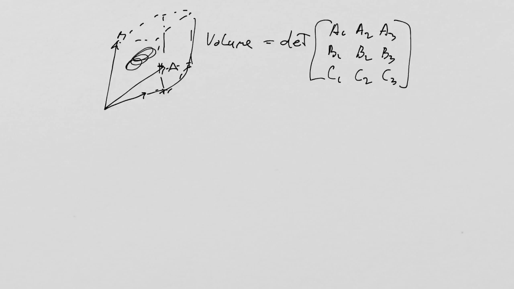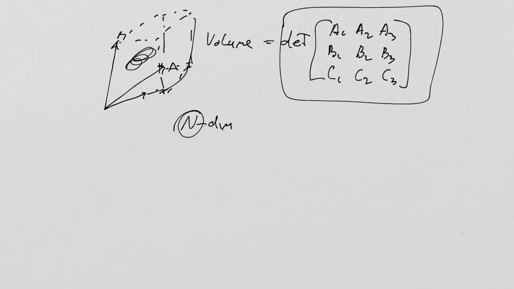So any number of dimensions, the volume element of the parallelepiped that is formed by a collection of n vectors, so if I'm working in n dimensions, I will always need n vectors to do this. That volume will always be the determinant of the matrix where you fill in the matrix with the components of all those vectors. And this makes a lot of sense, right?